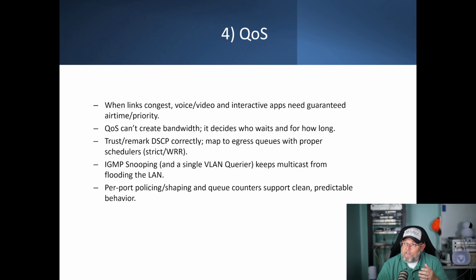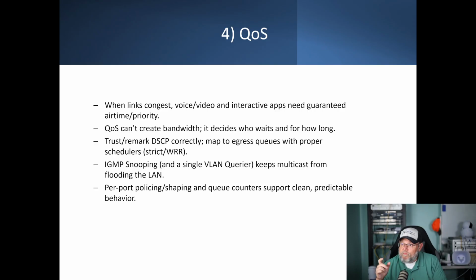There's a lot of different queuing systems, and we could spend a week talking about just queues and how to set those up. But the trust or the remarks with the DSCPs, that's how it knows where to go. You can actually do it for an entire VLAN. You can do it for a single device, but you need to be able to do something on the switch that recognizes that traffic.